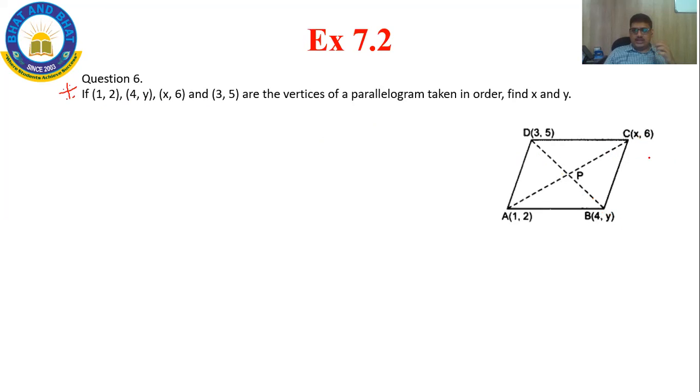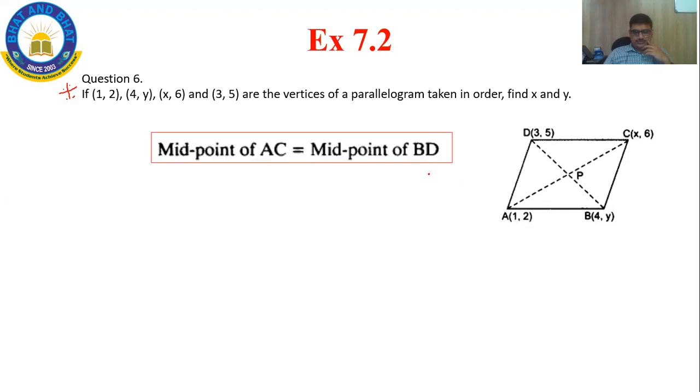The logic is that the diagonals of the parallelogram will always bisect each other. Is that right? Have you not studied this? The diagonals of a parallelogram bisect each other. That means the point P, whatever we have written here, is a midpoint. Midpoint means the length AP will be equal to PC. Similarly, PD will be equal to PB. That means the midpoint of AC is the same as the midpoint of BD. That is what we use.